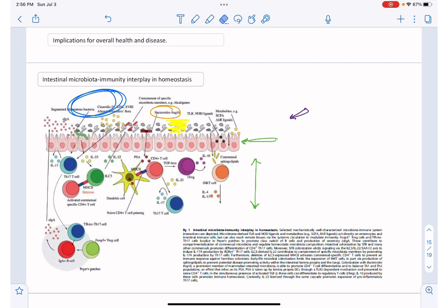And this is where we find the gut. When I say the gut has more white blood cells than anywhere else in the body, most of those are located right down under here in this connective tissue. So again, what they're finding out is that there's interplay between the gut microbiome and the immune cells below it, and that they're both required for a nice, healthy gut homeostasis.